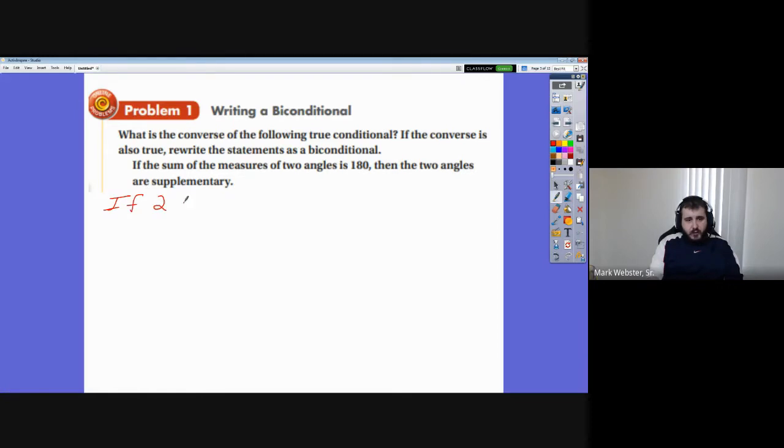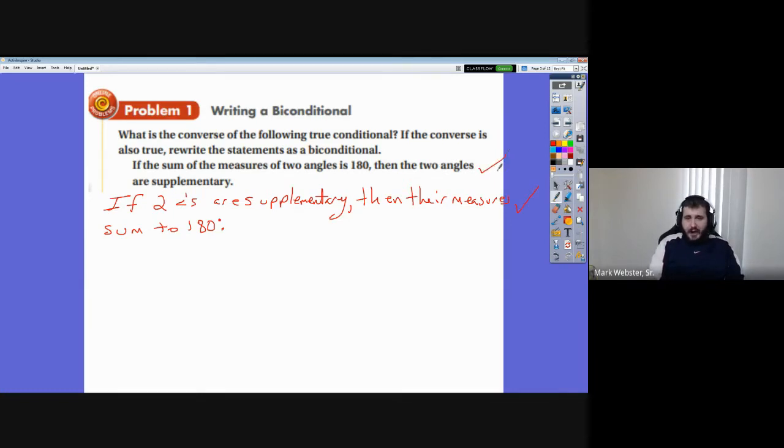If two angles are supplementary, then their measures sum to 180 degrees. And we look at that, okay, two angles supplementary, what does that mean? That means, as we've been taught from when we were little kids, that the measures add up to 180. So this is also true.